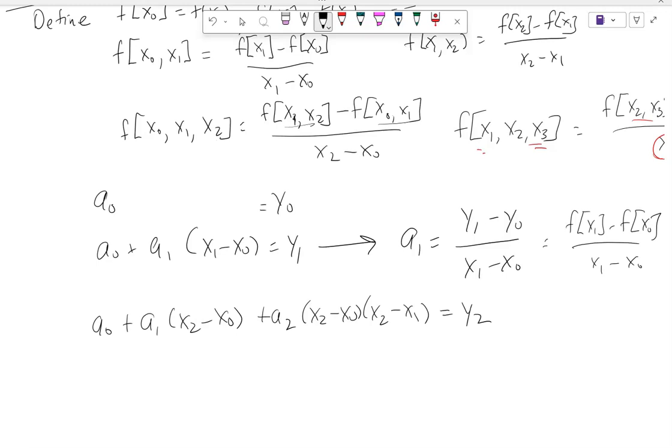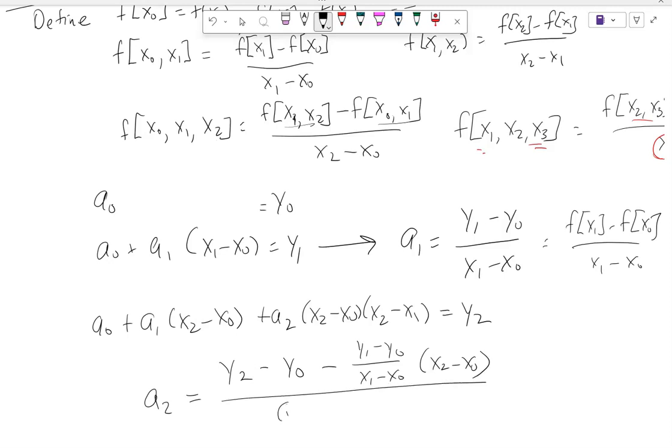Well, I know what A naught is. It's Y naught. And I know what A1 is because we just found it, right? So your A2 looks like Y2 minus Y naught minus Y1 minus Y naught over X1 minus X naught, times X2 minus X naught over X2 minus X naught times X2 minus X1. That doesn't look fantastic, does it? Okay. But let's see if we can get these things to connect.